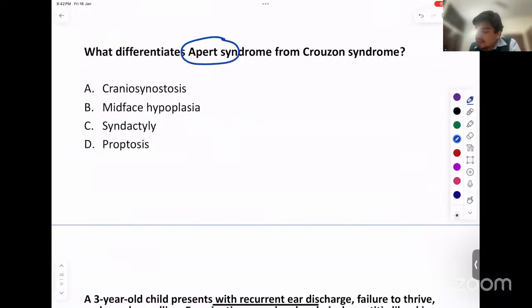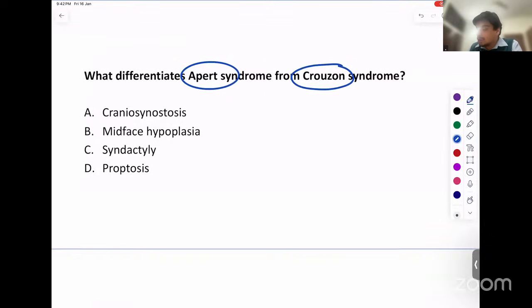What differentiates Apert from Crouzon? So remember Apert and Crouzon, I like to think of them basically as big and smaller brother. Crouzon is the smaller brother. Apert is the bigger brother.